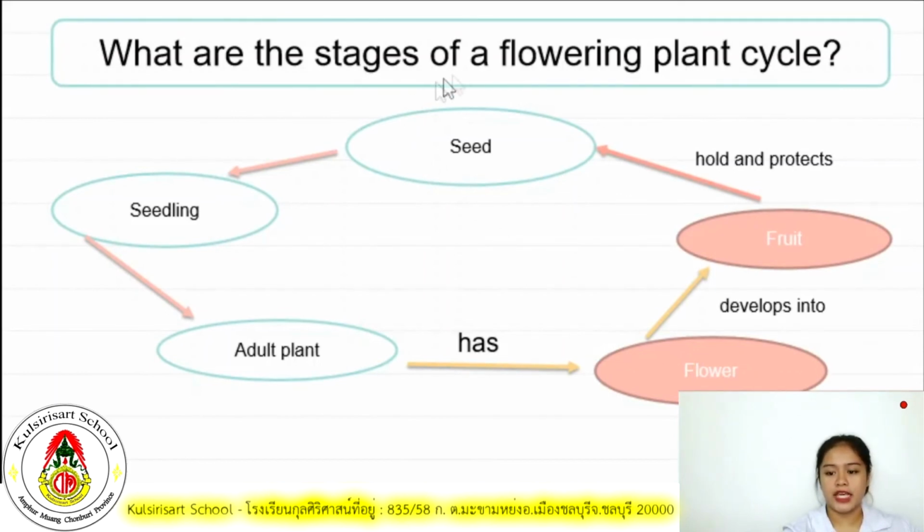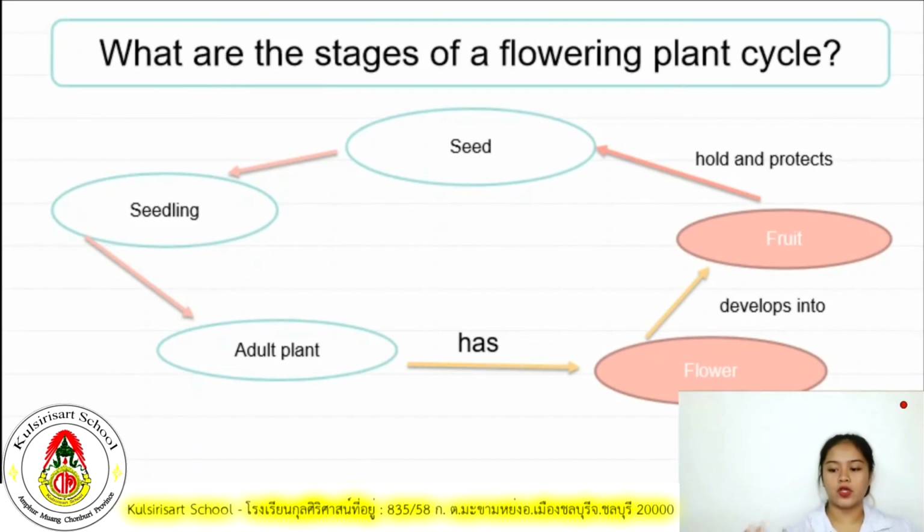Again, the stages of the life cycle of a flowering plant are the seed. From seed, it will germinate into a seedling, and from seedling, it will become an adult plant. And the adult plant has a flower that develops into fruit, and the fruit holds and protects the seed. Did you understand the life cycle of a flowering plant?